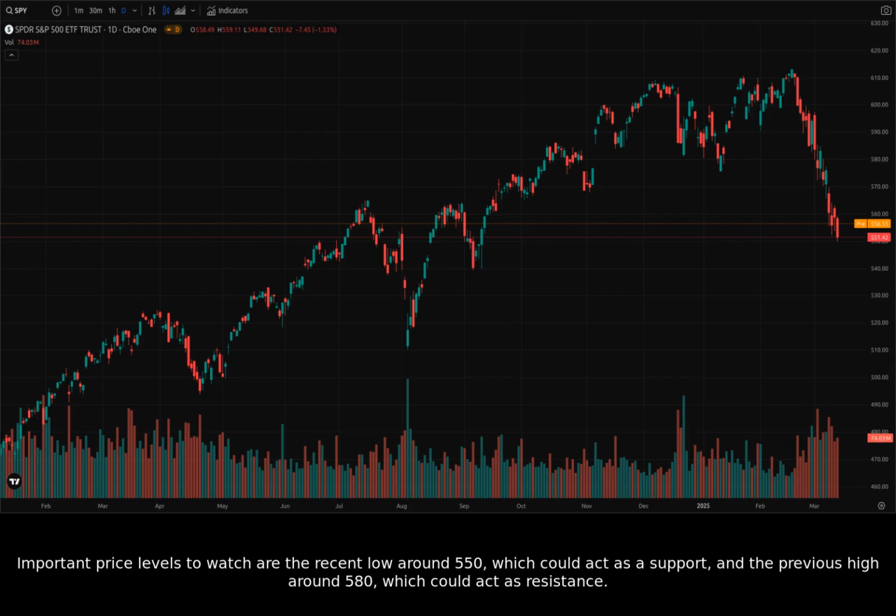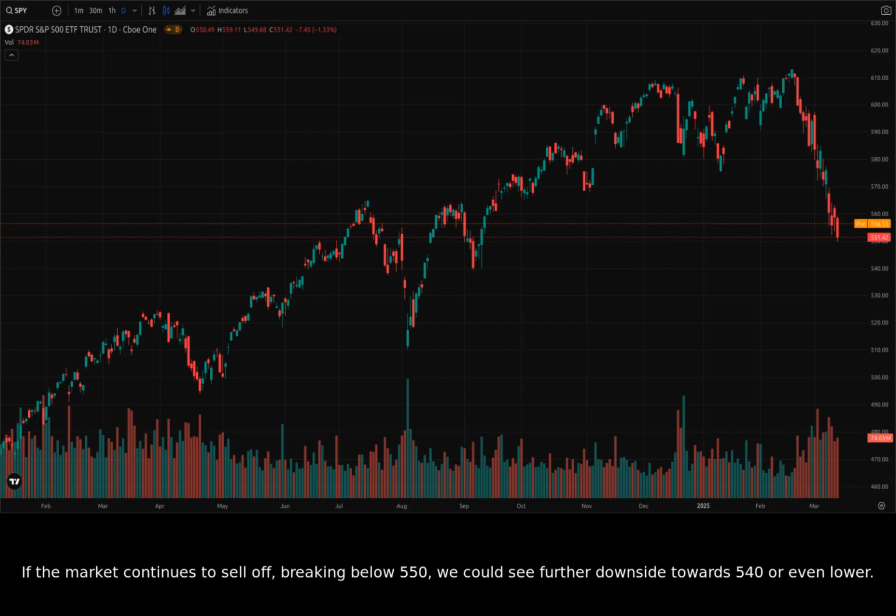Important price levels to watch are the recent low around 550, which could act as a support, and the previous high around 580, which could act as resistance. If the market continues to sell off, breaking below 550, we could see further downside towards 540 or even lower. On the other hand, if the market breaks above 565 and then 580, it could signal a more sustainable recovery.